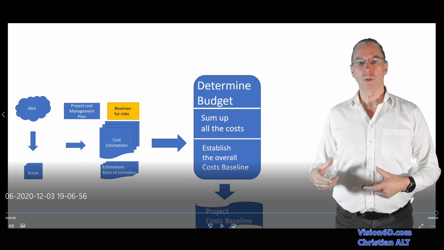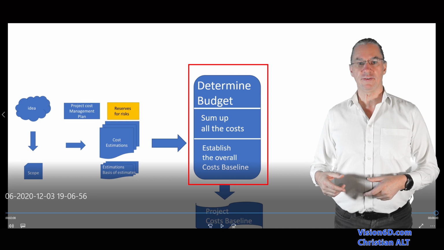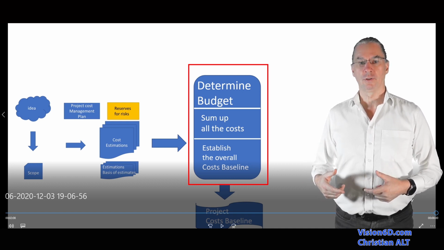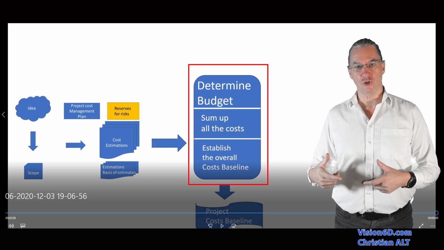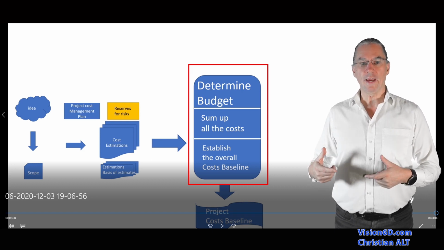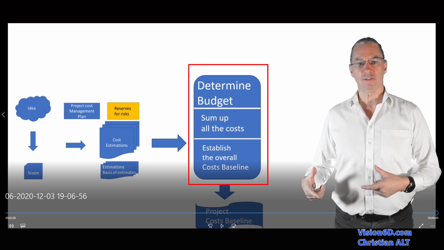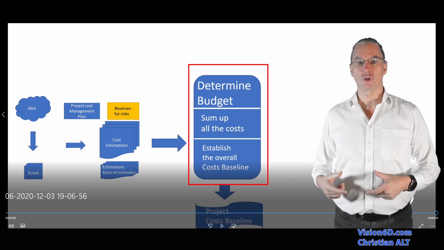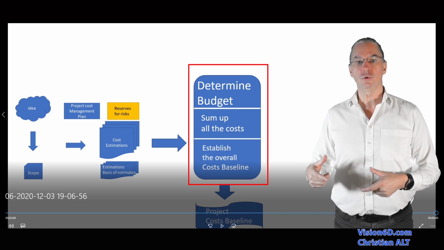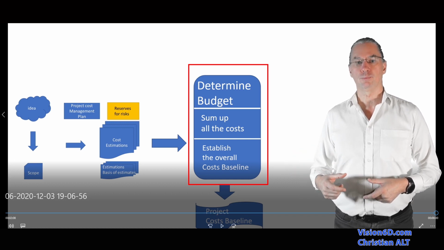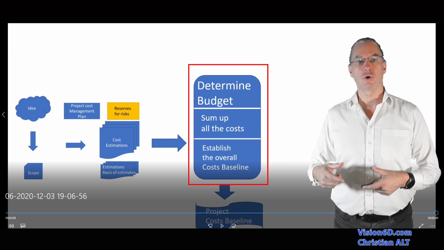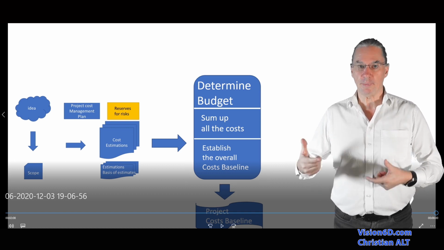Based on that, we will sum up all those estimations, and this will make our budget. Once we have that budget, we will create what is called the baseline. It is that reference that I've already talked about that will be used through all the rest of the project to see whether our spending is according to what we expect it to do.